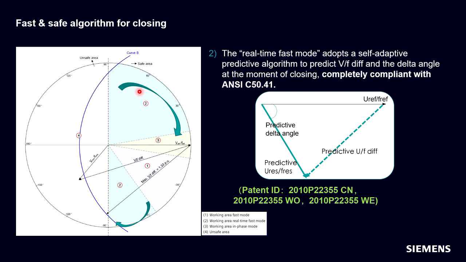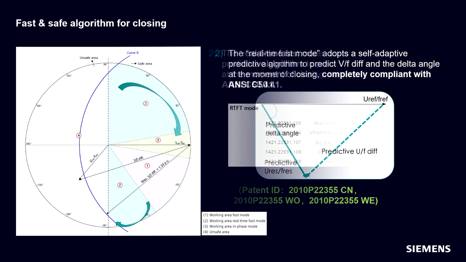So that means in both blue areas, we can close the breaker with the real-time fast mode. Therefore, we have implemented the predictive algorithm to do the prediction for the voltage, the frequency, and the delta angle at the closing instant. This also considers the closing time of the circuit breaker, and this is implemented as a second stage in our device.